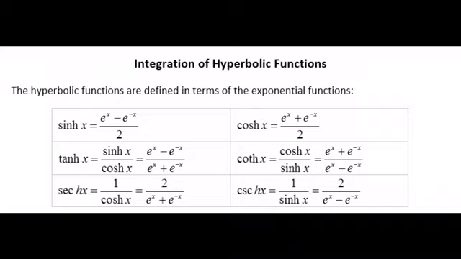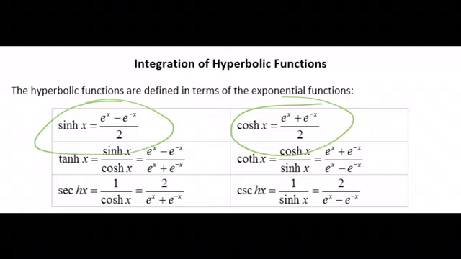The first one is the hyperbolic sine of x. It is defined as e to the x minus e to the negative x, over 2. And the definition for hyperbolic cosine is e to the x plus e to the negative x, over 2. Please notice the difference in sign: in hyperbolic sine it's minus e to the negative x, and in hyperbolic cosine it's plus e to the negative x.